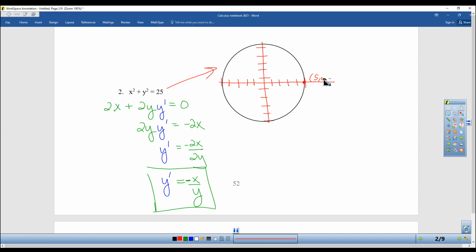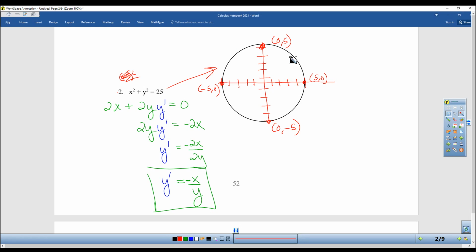This is 5, 0. I'm going to put a really big dot there. So 0, 5, 0, negative 5. Okay, so this doesn't have an x minus 1 or something, so it hasn't been moved left or right. It's just on the center. A negative 5, 0. But what are some other points on this?